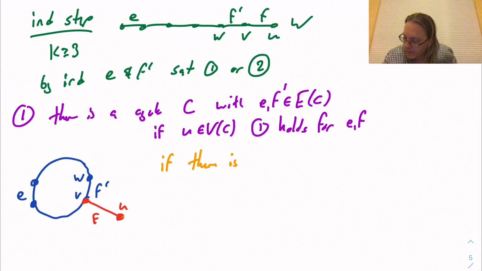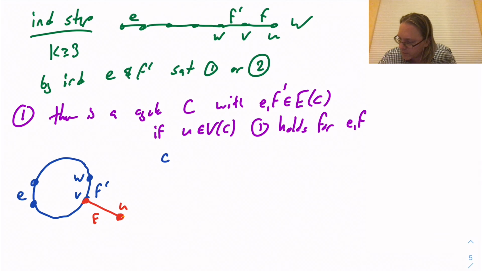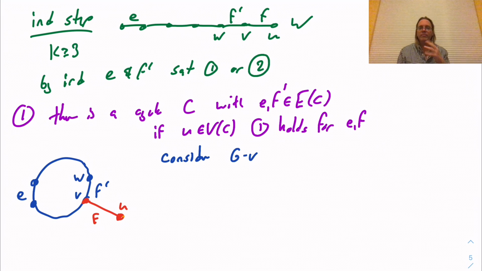So if there is a path, oh, sorry, let me even just back up and let's just consider the graph G minus V. Now, G minus V might be connected and it might be not connected. But I do know some things. Namely, if you take that whole cycle C and delete V from it, that's all going to be in the same connected component.